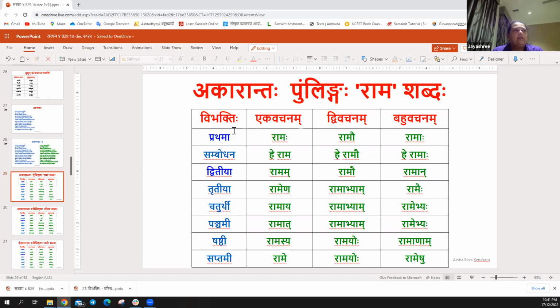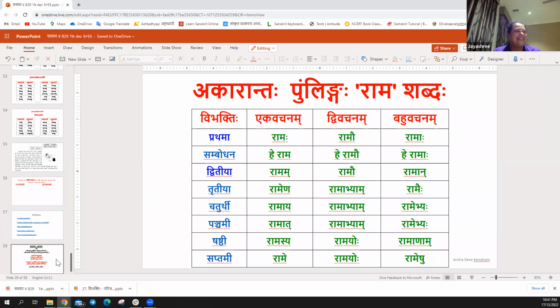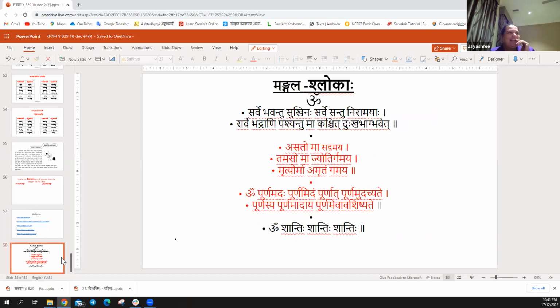Right. We'll do these Akaranta Pullinga Shabdas with more words next class, so that we can go through this again and again and we'll get it. Not a problem. All right. I think we'll stop here. There are so many slides, but that's okay. All right. Okay, Fan Mode, can you please read the Mangala Shloka?